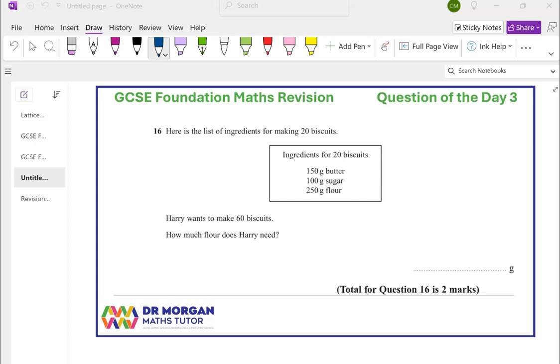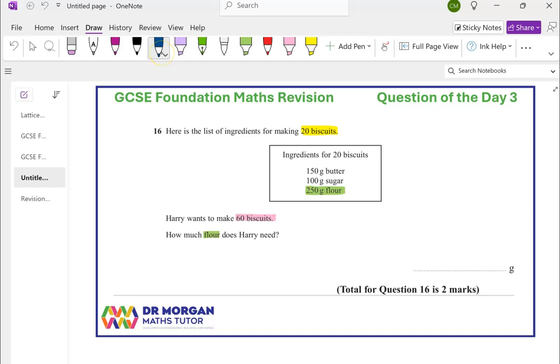This is question 16 from May 23, paper 1F from Edexcel, and it's worth 2 marks. Here is a list of ingredients for making 20 biscuits. Harry wants to make 60 biscuits. How much flour does Harry need? So we're only interested in flour in this question.